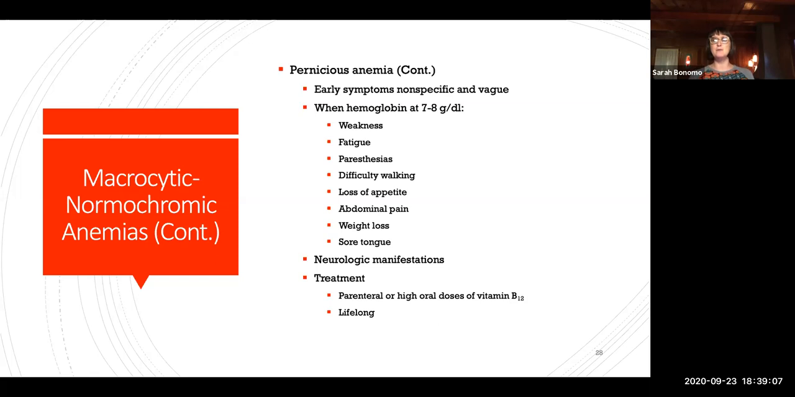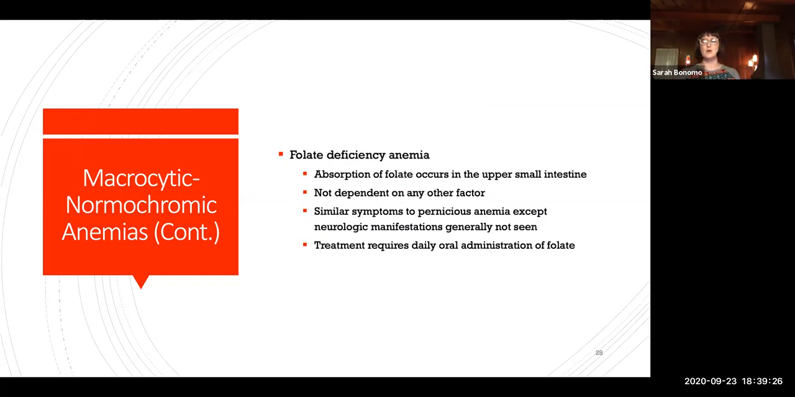Because if you have a problem with the gastric parietal cells secreting intrinsic factor, it's not going to get better. So we will just have to supplement the patient with very high doses of vitamin B12. But the good news is that it is treatable, and usually the patients do really well. So that's pernicious anemia. Now we're going to talk about folate deficiency anemia.